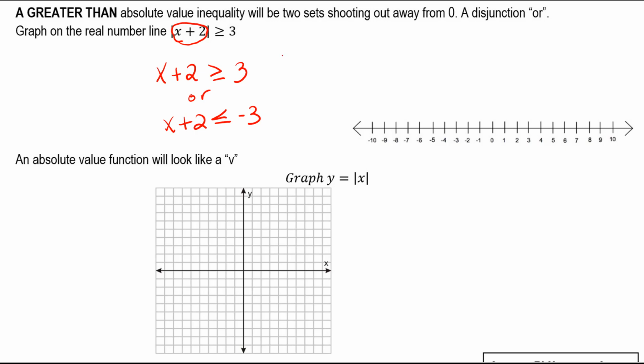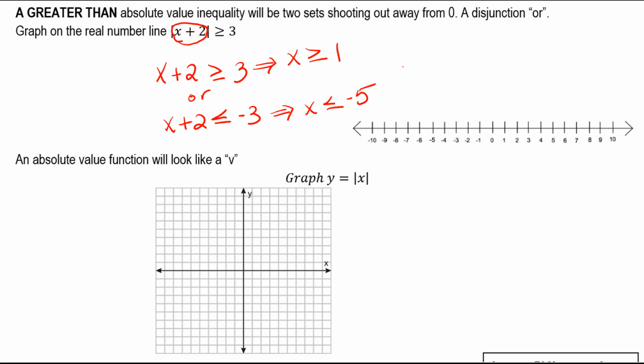Because greater than 3 means it's shooting off to the right, away from 0, 3 and greater. And if x plus 2 is less than or equal to negative 3, it's 3 away from 0 on the left side and shooting to the left to bigger and bigger negative numbers. Okay, so now we can solve for x and figure out what numbers we need to graph. So x is greater than or equal to 1, and here x is less than or equal to negative 5.